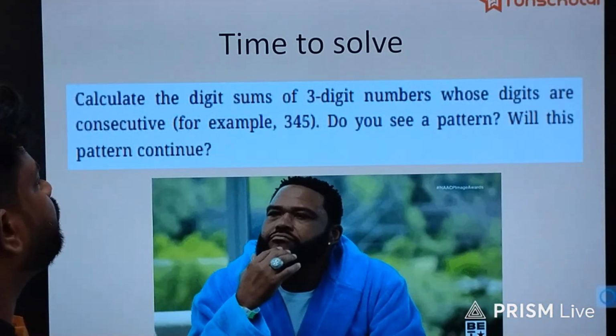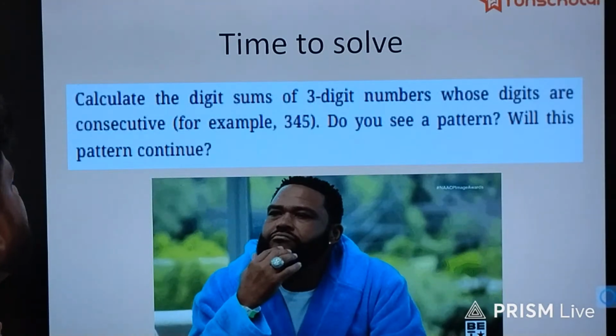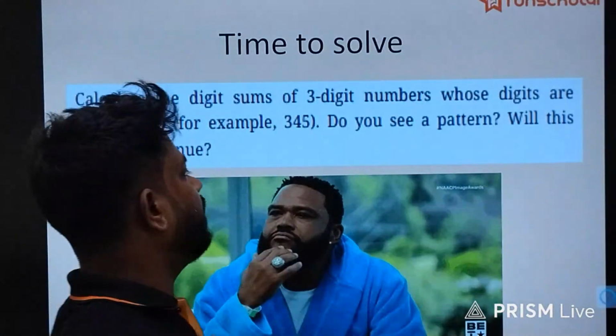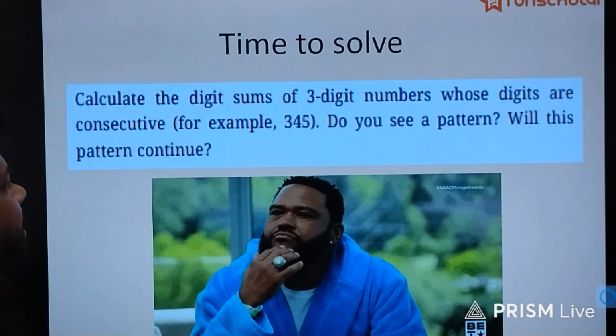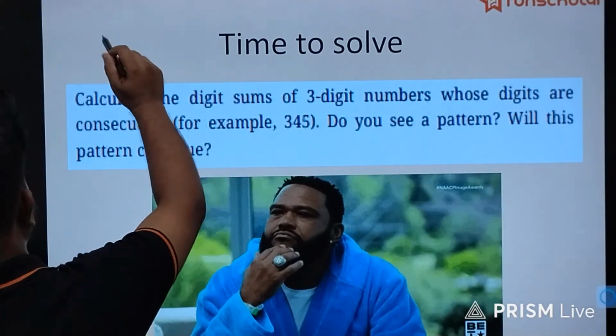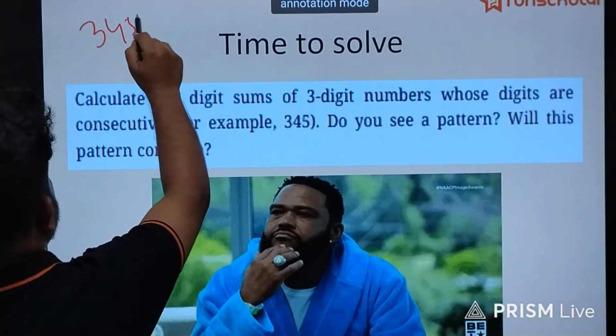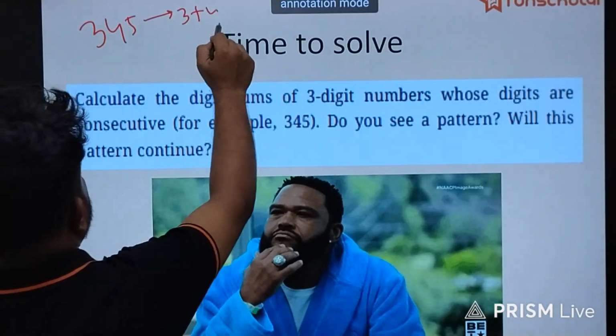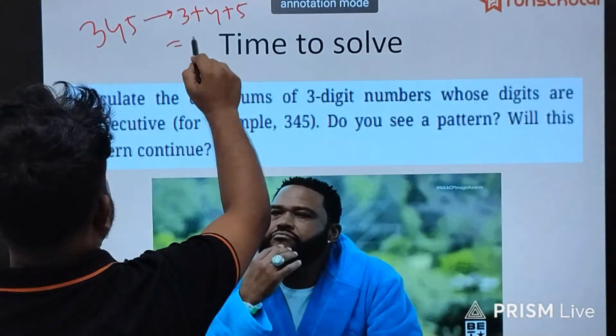Now next, that is time to solve. Calculate the digit sums of 3-digit numbers whose digits are consecutive. For example, 3, 4, 5. Do you see a pattern? Will this pattern continue? Okay. If we find the digit sum of 345, it will be 3 plus 4 plus 5 equals 12.